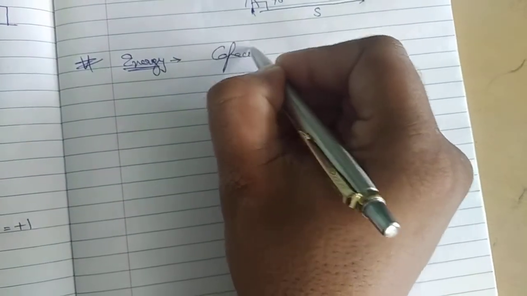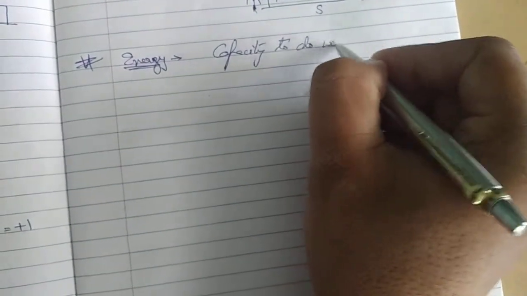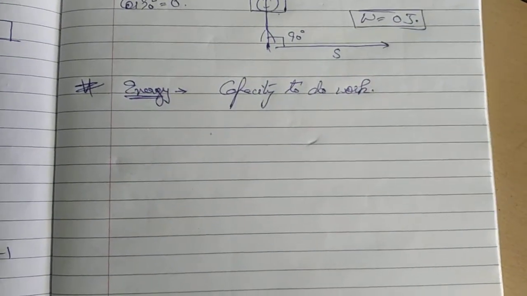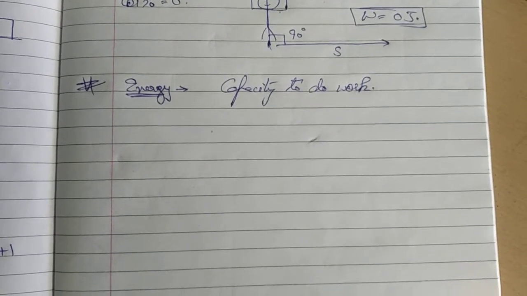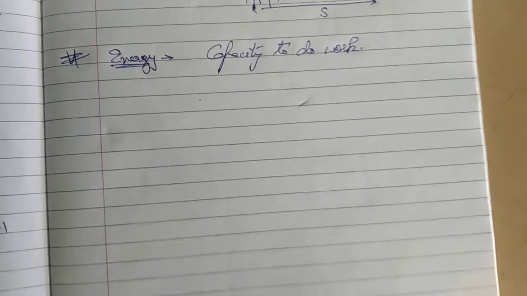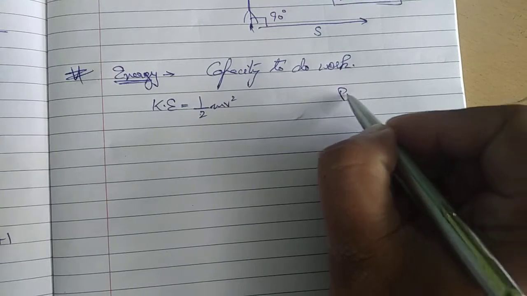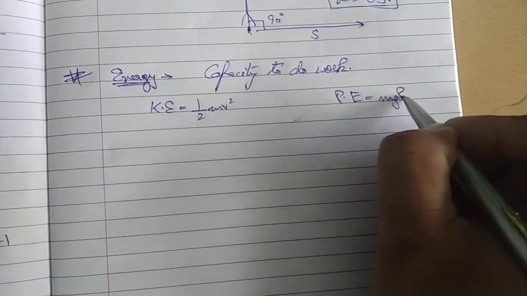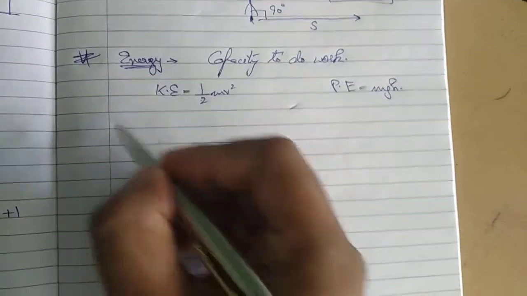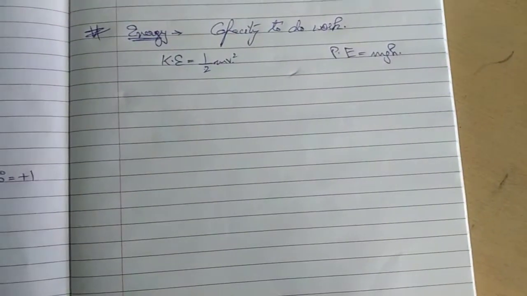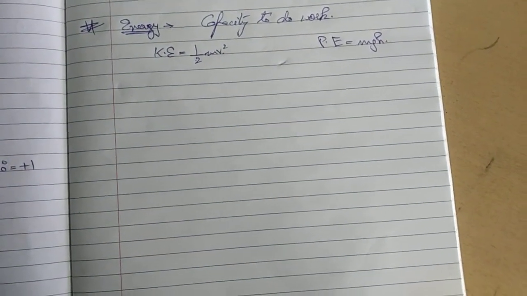Students, further we will learn about energy. What is energy? Energy is the capacity to do work. Capacity means the person has the capacity to carry a bag, so he is doing work. This capacity to do work, that is energy, is of two types. First is kinetic energy, that is half mv square. Second is potential energy, that is mgh. Kinetic energy means when the body is in motion, it acquires kinetic energy.